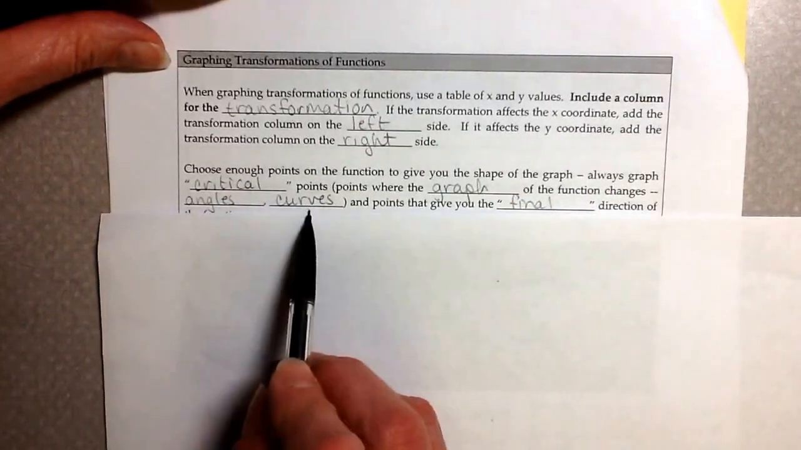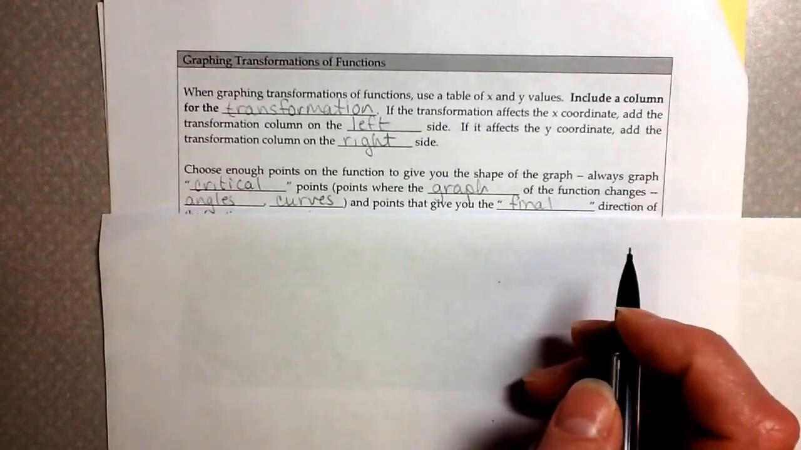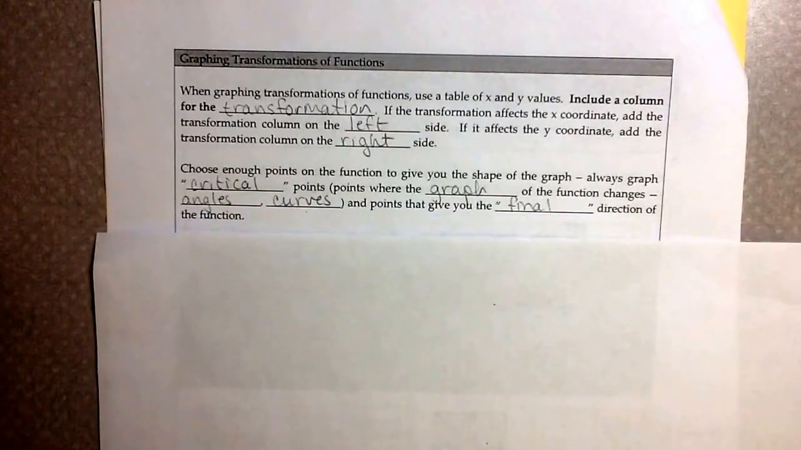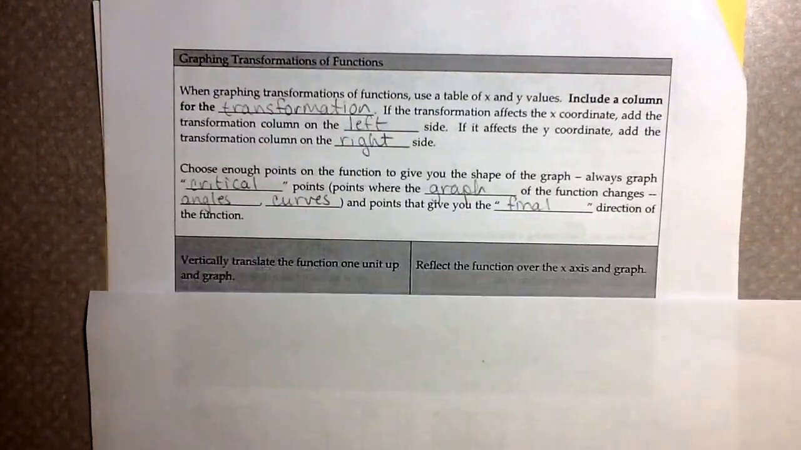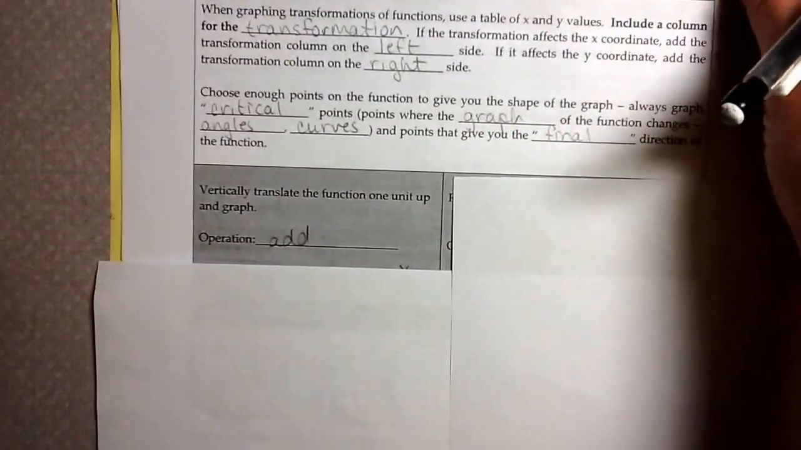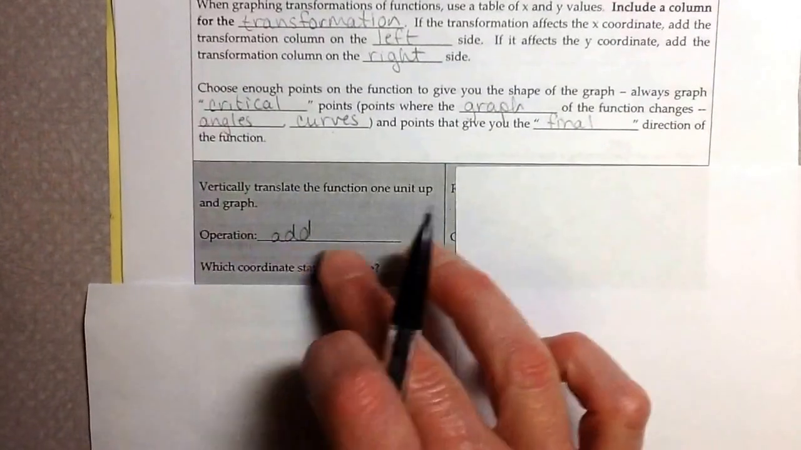You want to include angles and curves and points that give you the final direction of the function. I'm putting final in quotes because the graphs could go off into infinity, but we want the final direction. So I'll show you what I mean right here on this example. If we want to translate vertically the function 1 unit up and graph it, we're going to add.